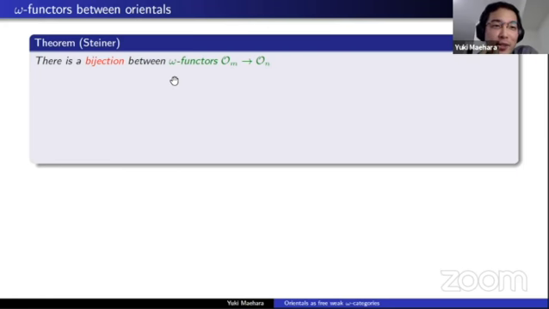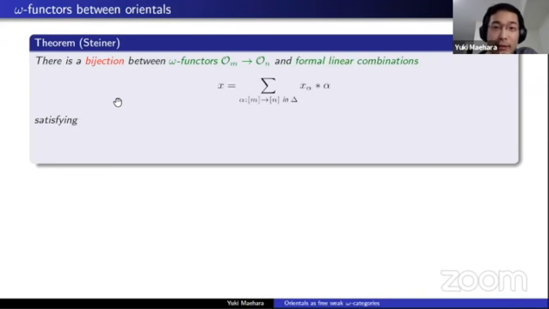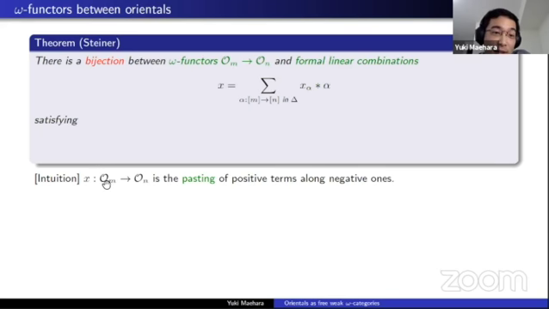Anyway, so the projection goes like this. There's a projection between the omega functors between these Orientals OM and ON, and certain formal linear combinations of maps in delta from M to N. I mean, not all such linear combinations correspond to omega functors, only those satisfying certain conditions do. But before stating these conditions, let me give you the intuition behind this projection, which is that any such X, a linear combination of maps in delta, should be thought of as the pasting of the positive terms in it along the negative ones.